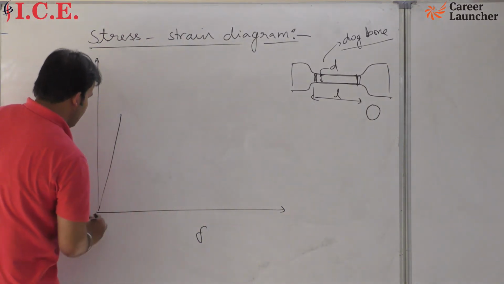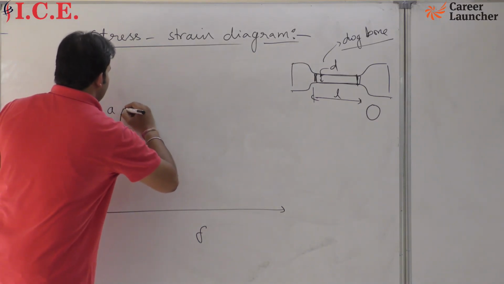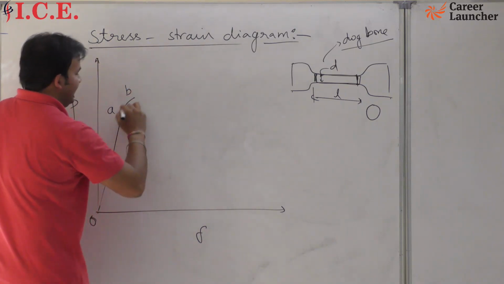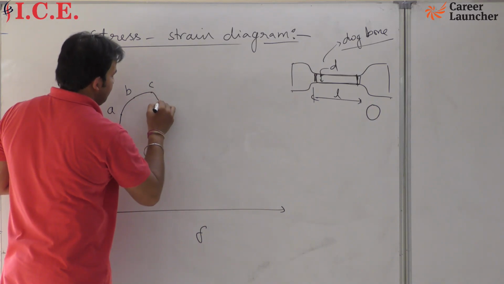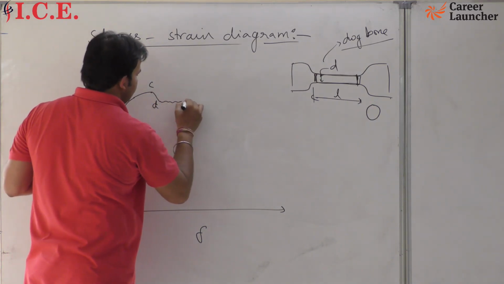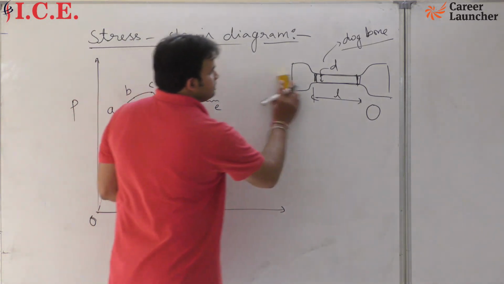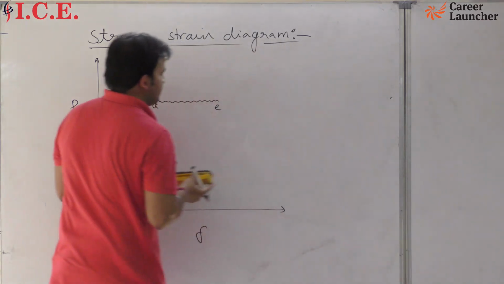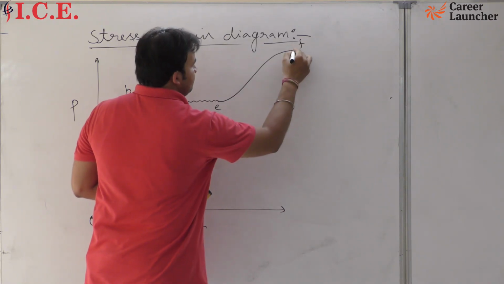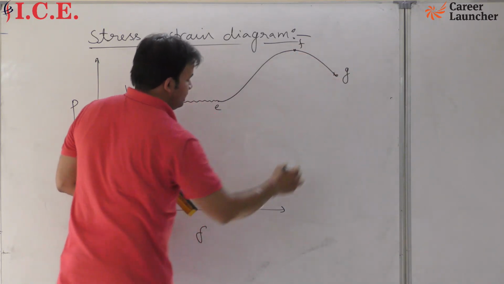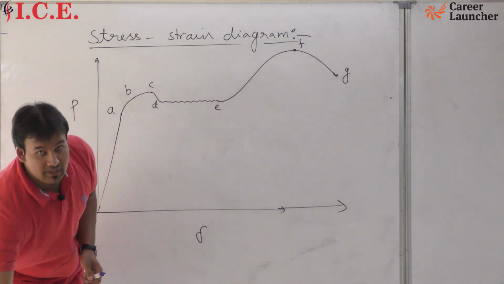This will be your linear portion O A, then this is your curve A to B, then C, D, E, then F, and G. This will be your load versus deformation diagram.